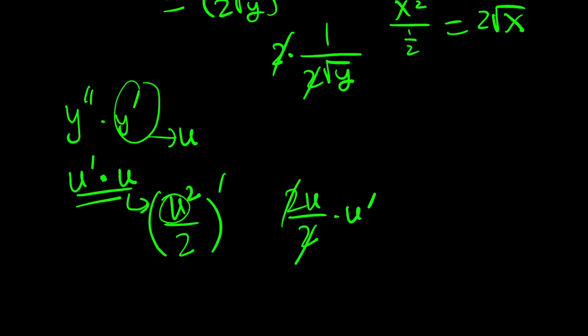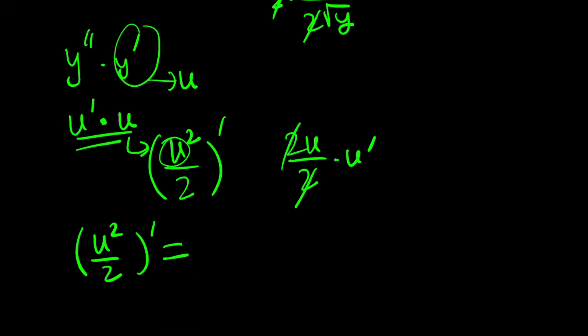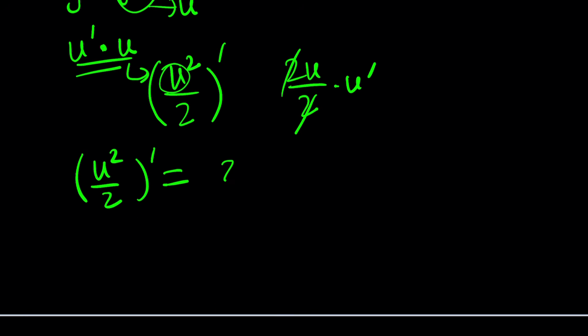So this is what we have then. u squared divided by 2, the derivative of that on the left-hand side. And on the right-hand side, you have the derivative of 2 root y. Isn't that cool? Well, it's going to get better. Now, what is u though, right? Or can we think about it this way?